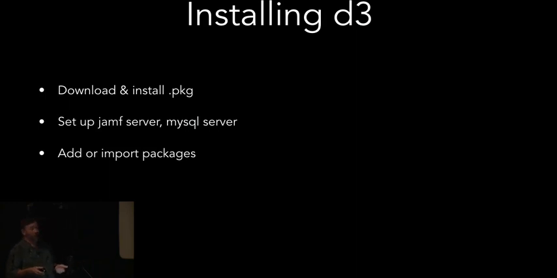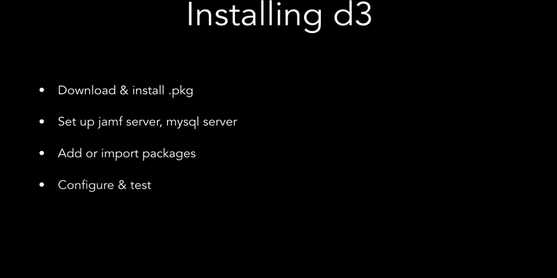Then you need to add or import some packages into D3, and as I said, D3 packages are Casper packages. They are just the same thing. It's just that they've got to get an entry in this extra table for D3 to know about them. Then you just configure it on your local machine, run a few tests, and then you can deploy that same PKG out to your clients to get D3 installed on them, and then they'll start syncing.